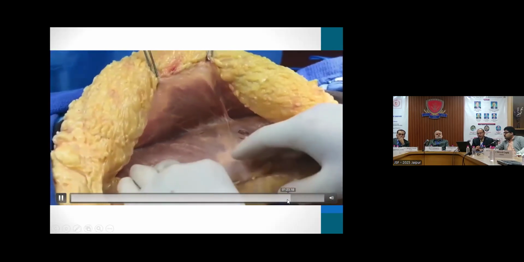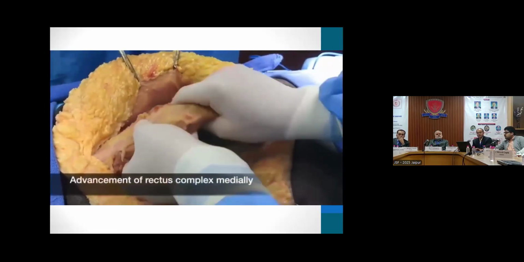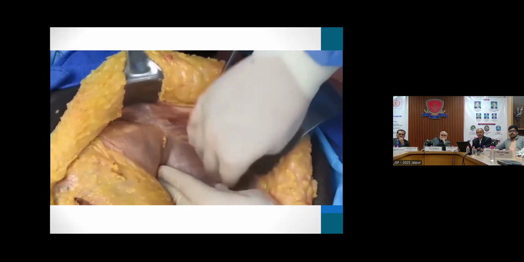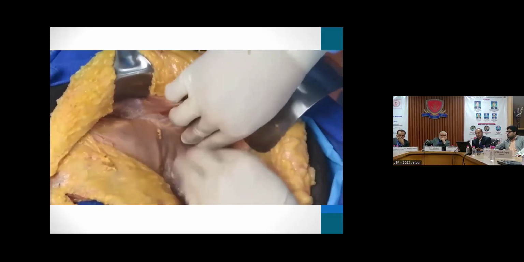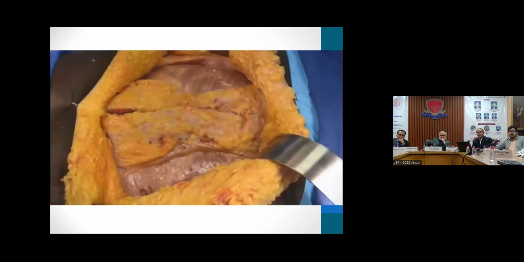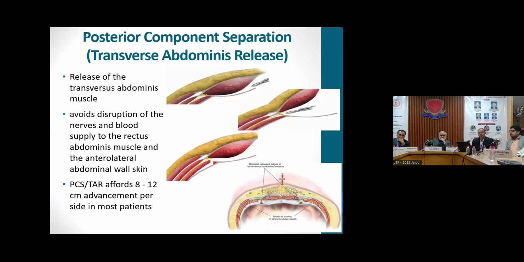So now we have a lot of space to place a bigger mesh, and the rectus muscle is lying in the midline. The same procedure is done on the contralateral side also. That will give you another mobilization of 5 to 7 centimeters, and we have beautifully closed the defect in the midline. So this is going to restore the physiology of the anterior abdominal wall.